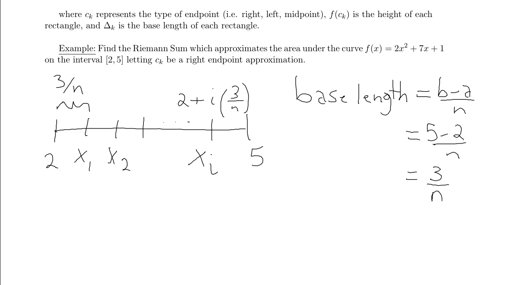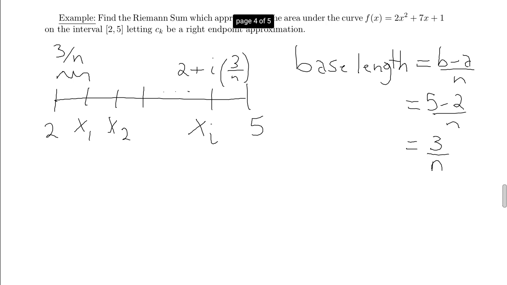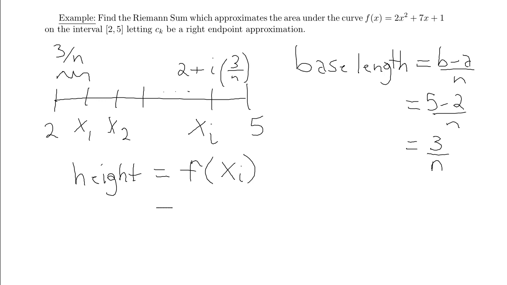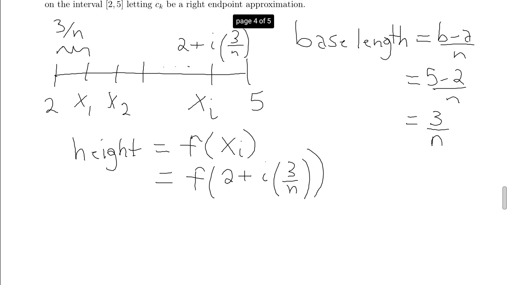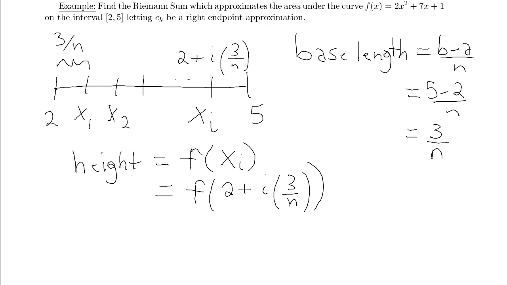So if I wanted to find the height, well, my height of a rectangle is going to be f evaluated at xi, and we know that xi is actually 2 plus i times 3 over n. So we're going to take that value and plug it into our function. Well, in this question, we actually happen to know what the function is, right? So we can actually plug it into this 2x squared plus 7x plus 1.